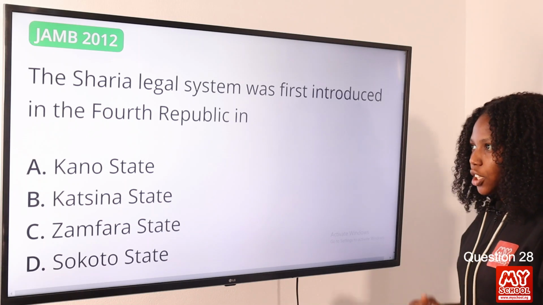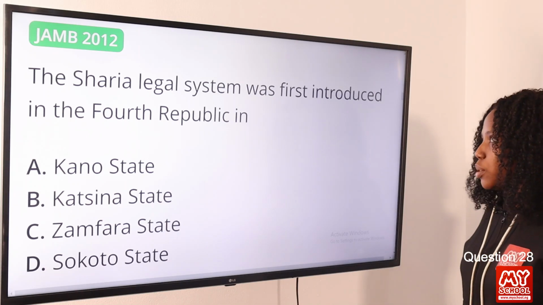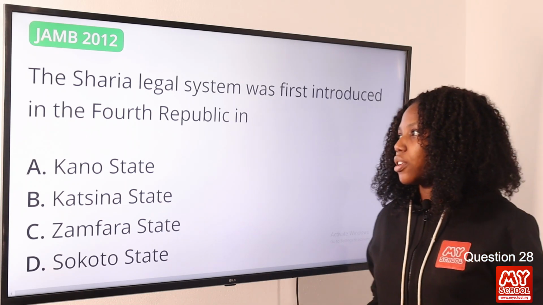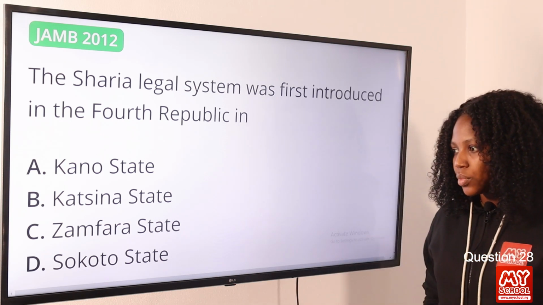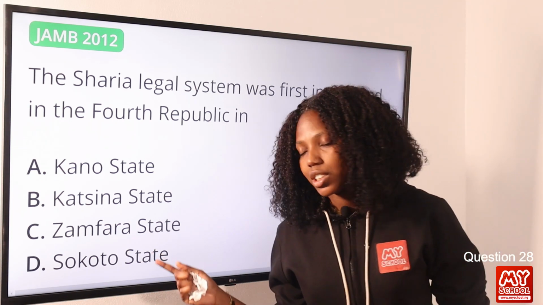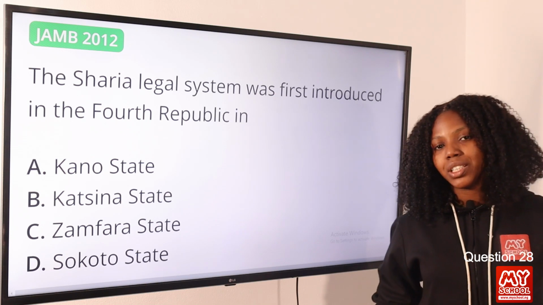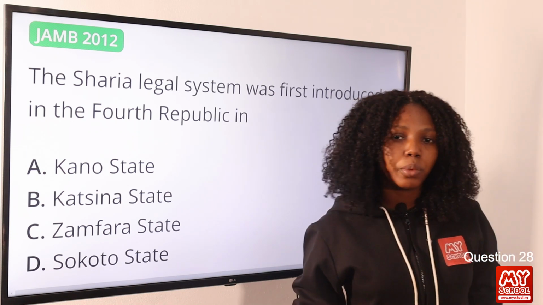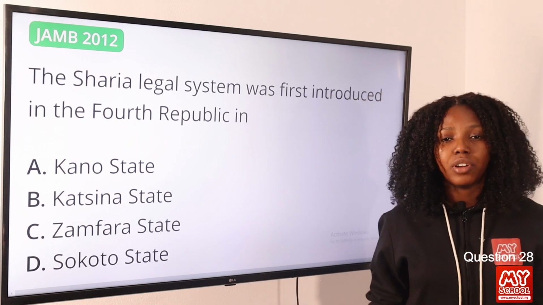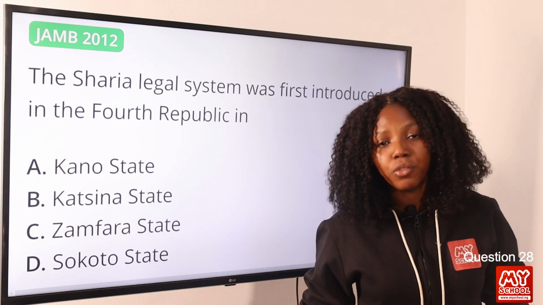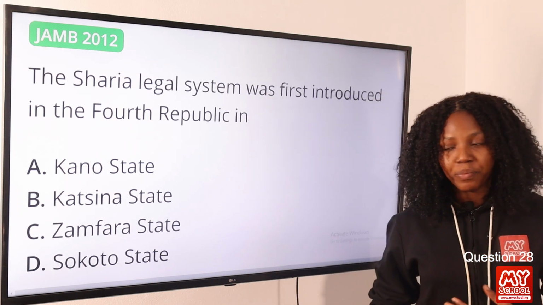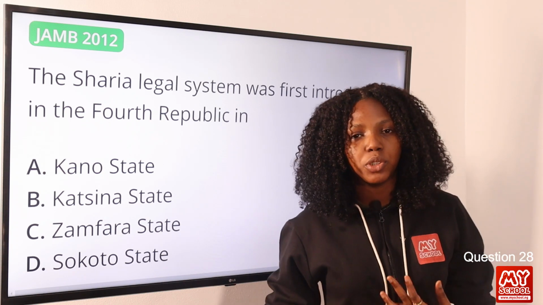Question 28. The Sharia legal system was first introduced in the Fourth Republic in dash. The answer to this question is Zamfara State. So it was introduced on the 27th of October 1999 by the then Zamfara State Governor, Ahmed Sani Yerima. The answer to this question remains option C, Zamfara State.